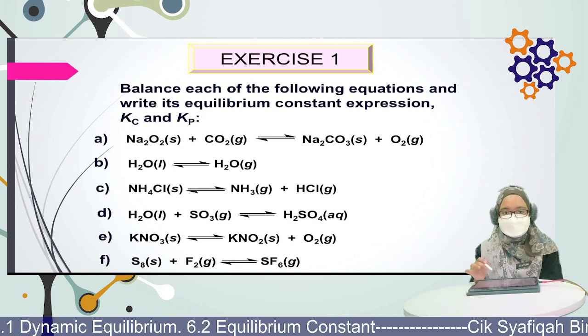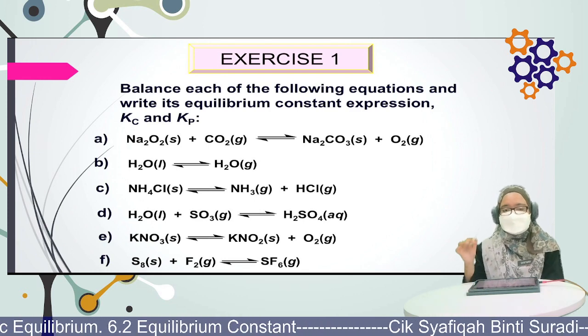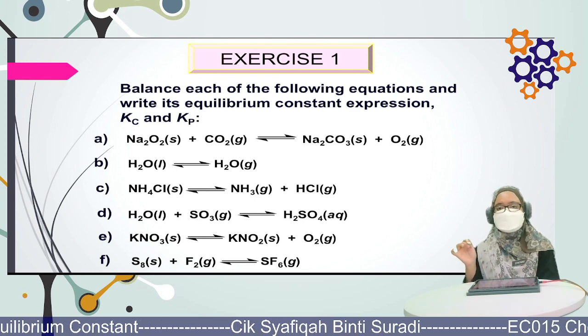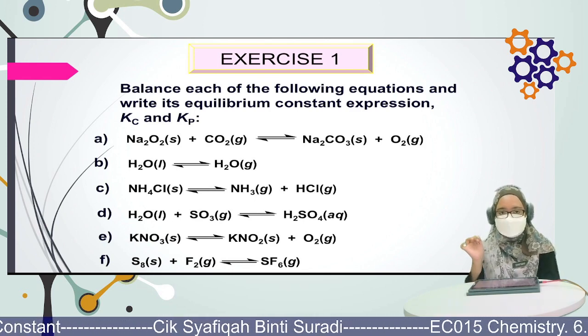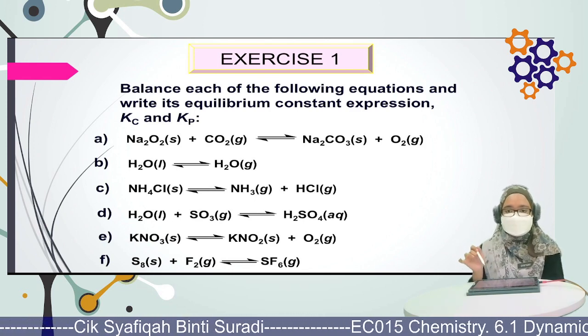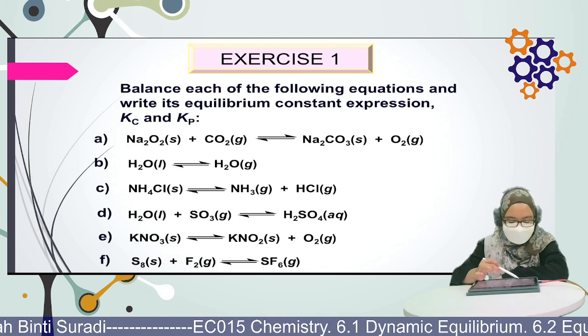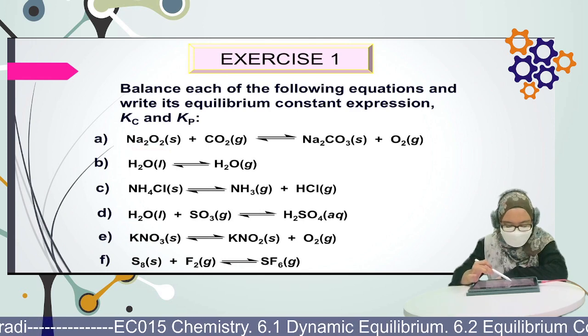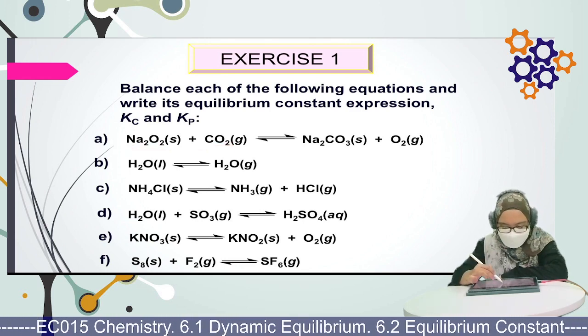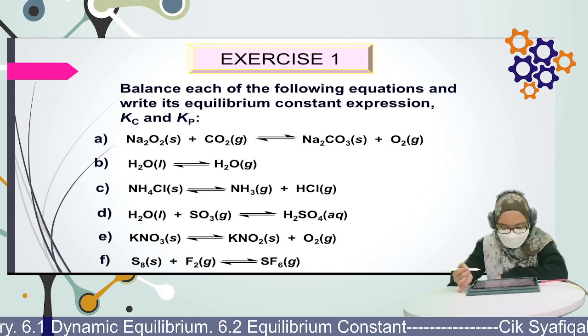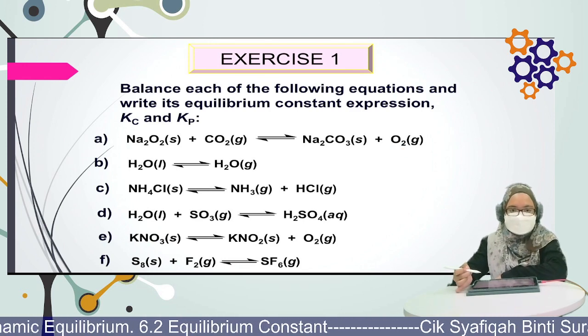Tapi before kita nak tulis dia punya equilibrium constant expression, tak kisahlah KC ke KP ke, you have to balance the equation. Okay, so kalau kita tengok kat sini, kita ada Na2O2 plus CO2 gas to form Na2CO3 plus O2 gas. Okay, so kita kena balancekan this equation.